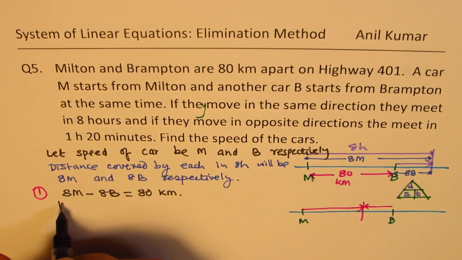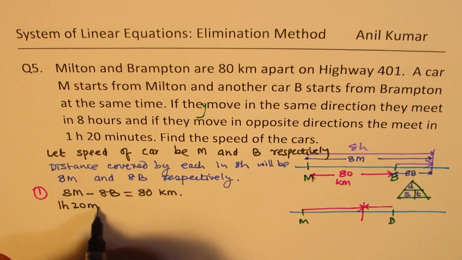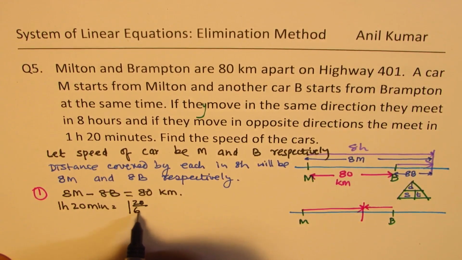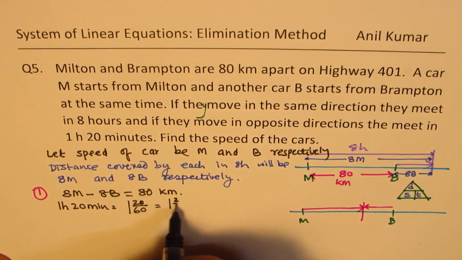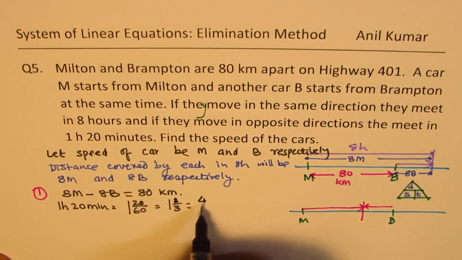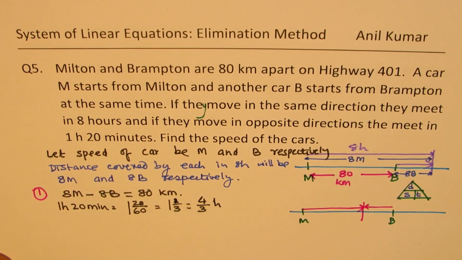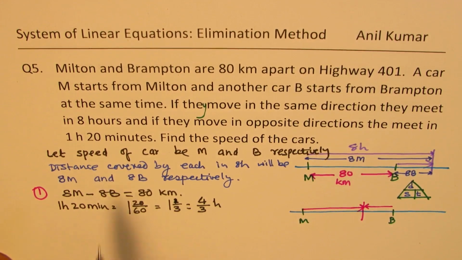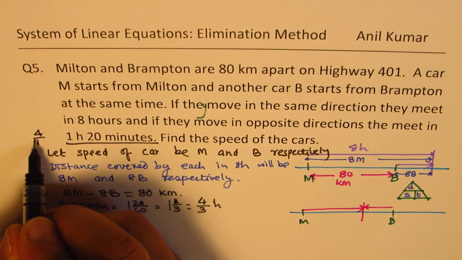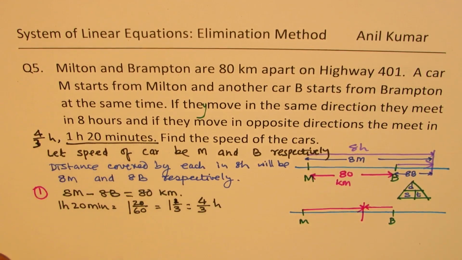Okay, 1 hour 20 minutes is what? Means 1 hour 20 over 60, right? Which is 1 hour 2 over 3, or you can write this as 1 over 3, right? So that can be simplified and written as 4 over 3 hours. Is that clear? So now the time is 4 over 3 hours. So 1 hour 20 minutes is basically 4 over 3 hours, right?